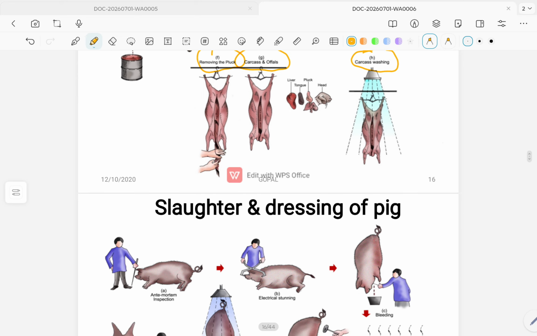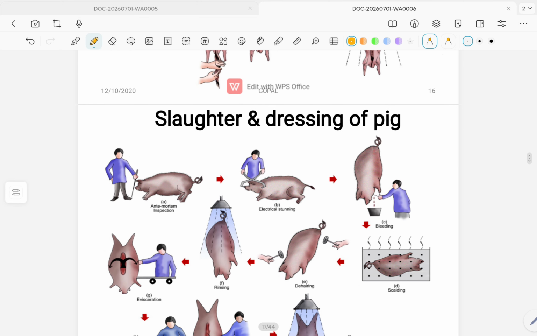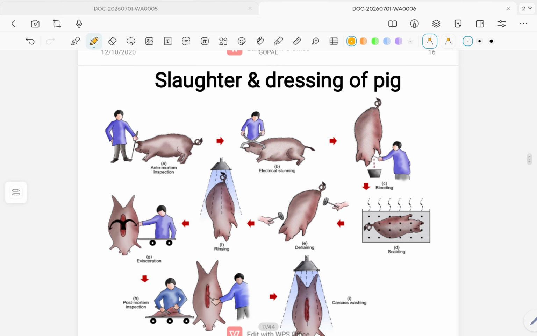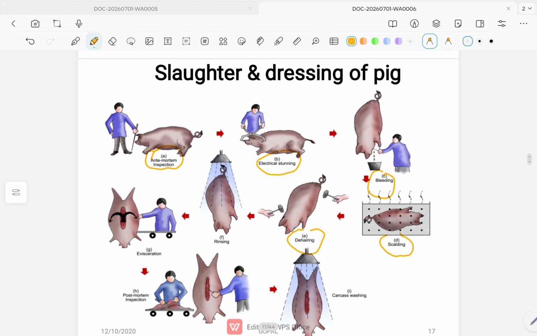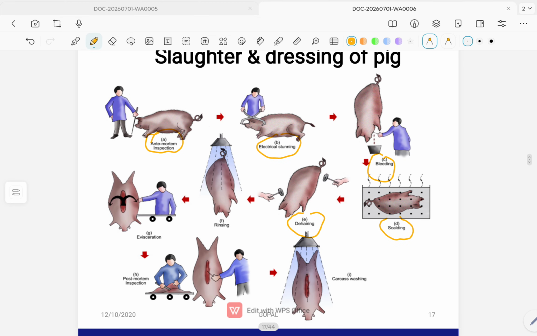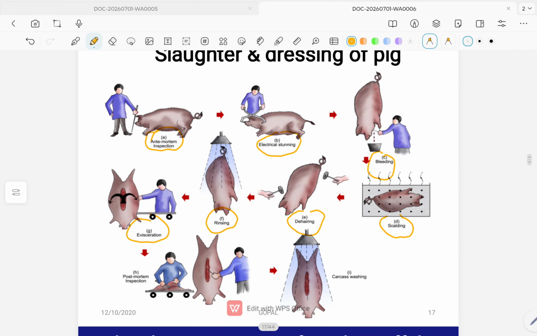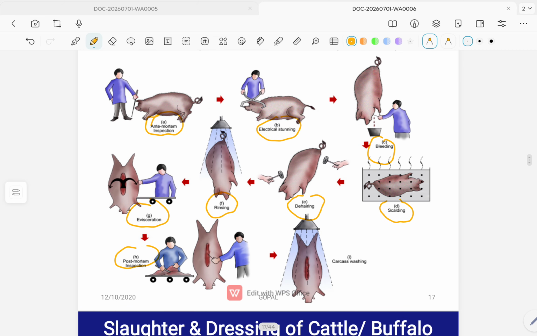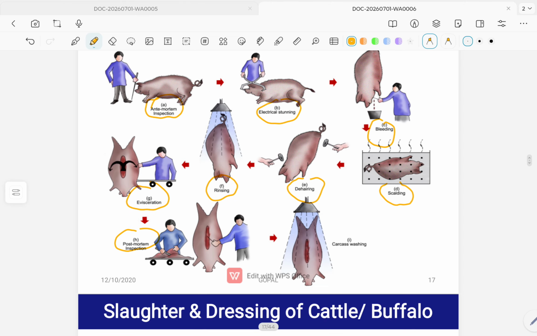Slaughter and dressing of pig: antemortem inspection, electrical stunning, bleeding, scalding, dehairing, rinsing, evisceration, postmortem inspection, carcass washing.